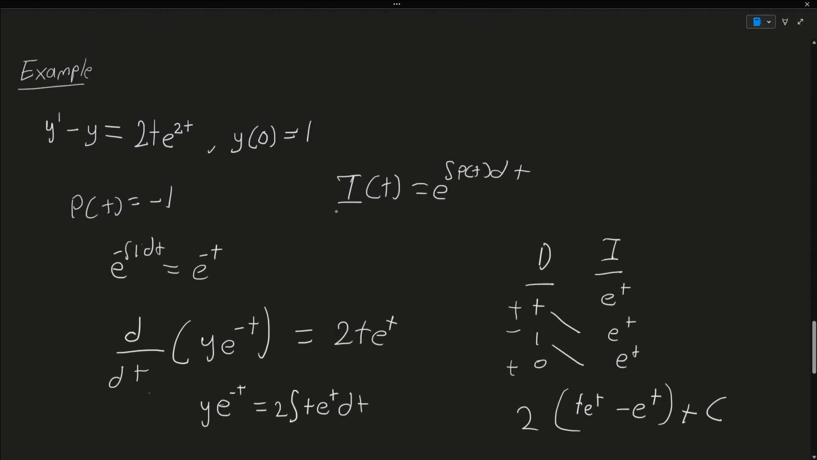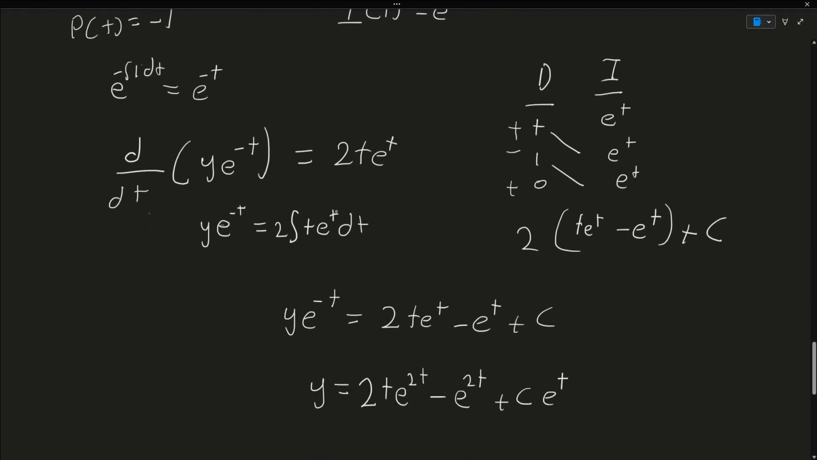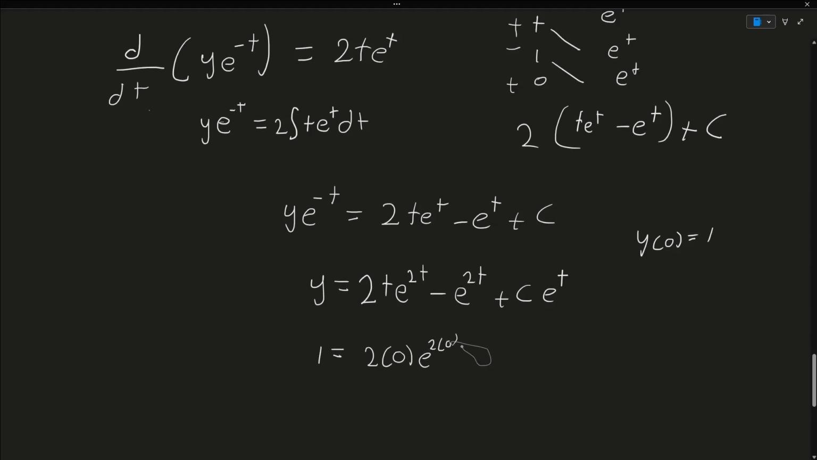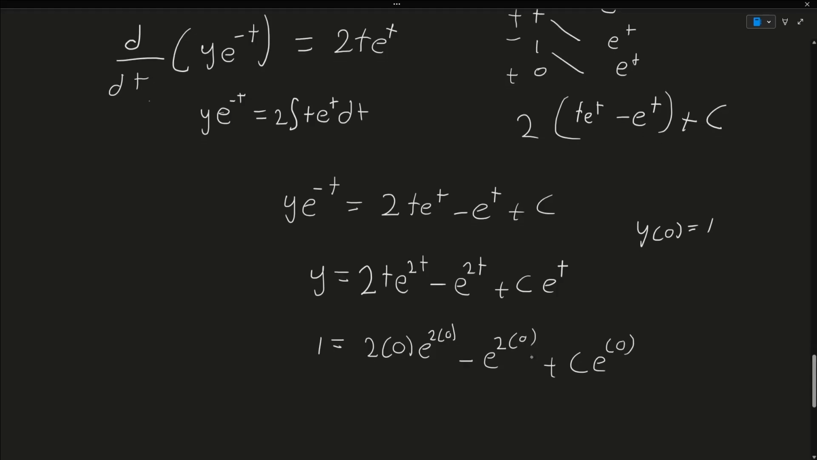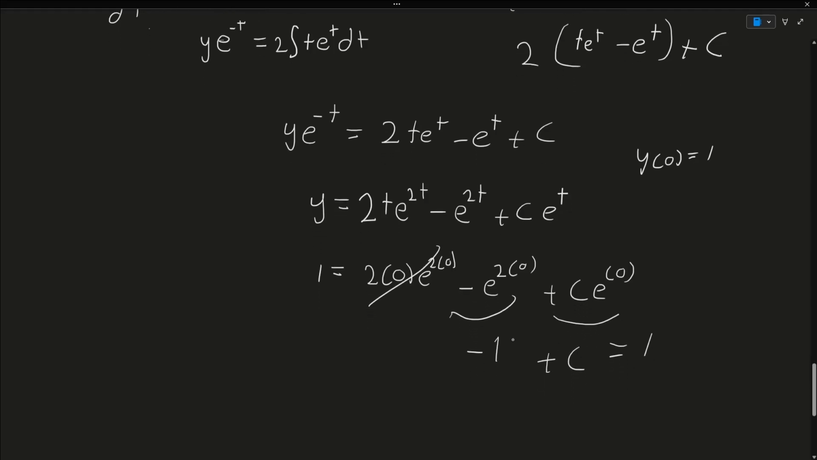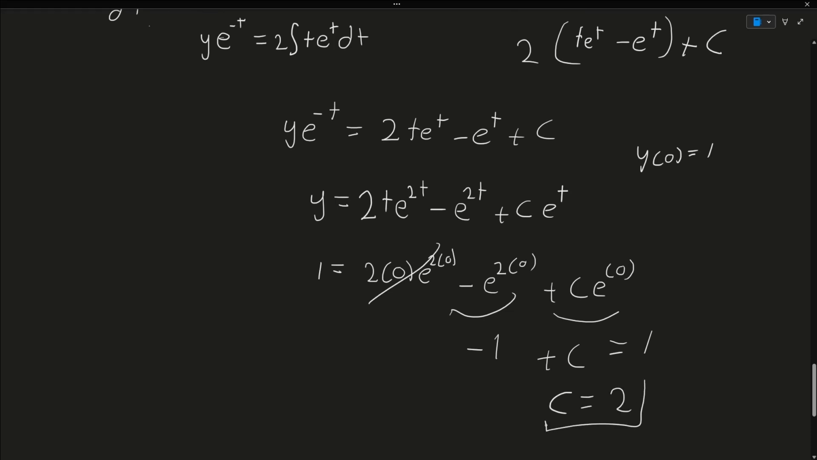I'm just going to go ahead and see what the initial condition was. The initial condition is y of 0 equals 1. Okay, y of 0 equals 1, so every t is going to be 0 and every y is going to be 1. So 1 equals 2 times 0 times e to the 2 times 0, minus e to the 2 times 0, plus c times e to the 0. Well, this is just 0. This is minus 1. And this is plus c equals 1. So c is 2 from this equation.